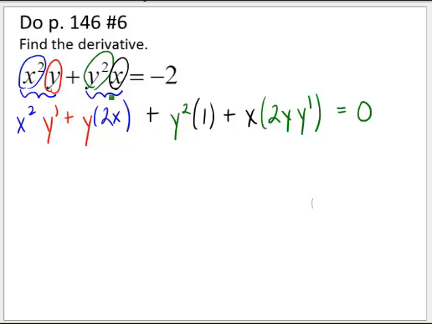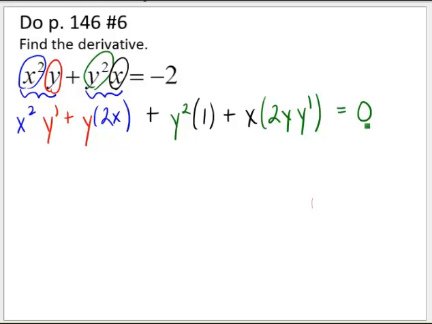So we say plus the first is y squared, times the derivative of the second, which is 1, plus the second, which is the x, times the derivative of the first, which is a y. So we're going to take the derivative of y squared, which would be 2y, but since it's not an x, we have to put a y prime on it. And then we put equals 0. So that was the first step. Take the derivative with respect to x.